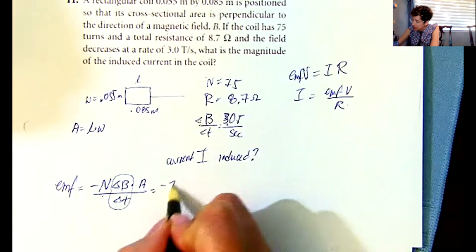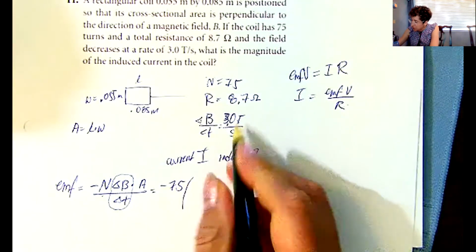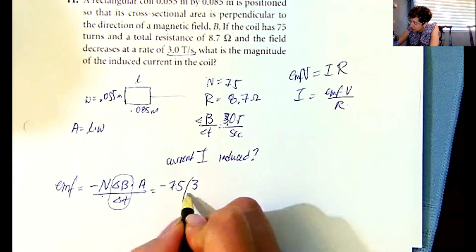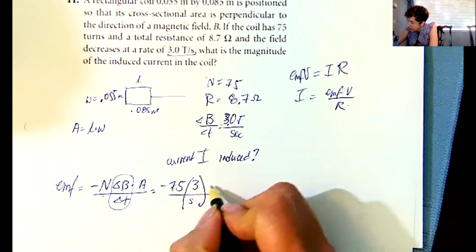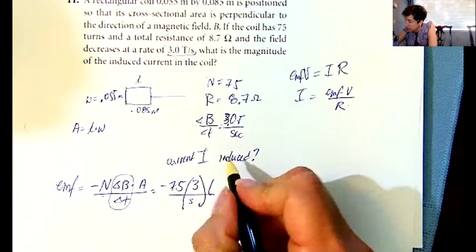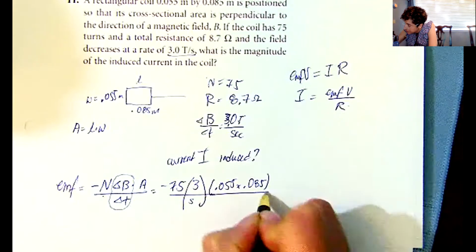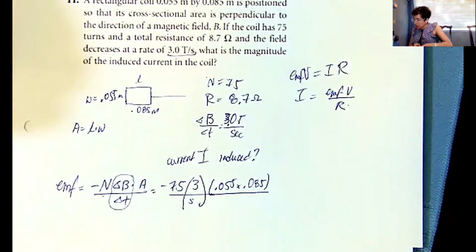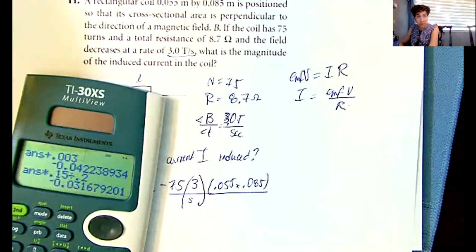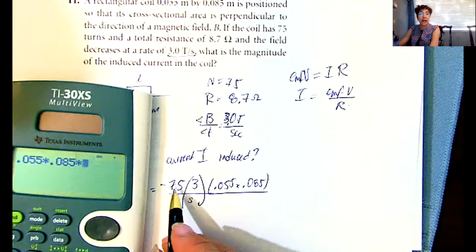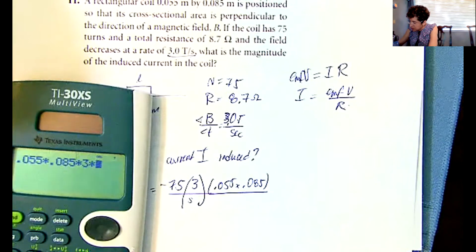Okay, so let's do that. We've got 75 turns, so I got negative 75, and then this guy here was 3 Tesla per second. And then my area, I've got to multiply these two dimensions, 0.055 times 0.085. That's all we have to do. So let's plug that in. There's my area, times 3 Teslas, and then 75 turns, times 3 times 75.